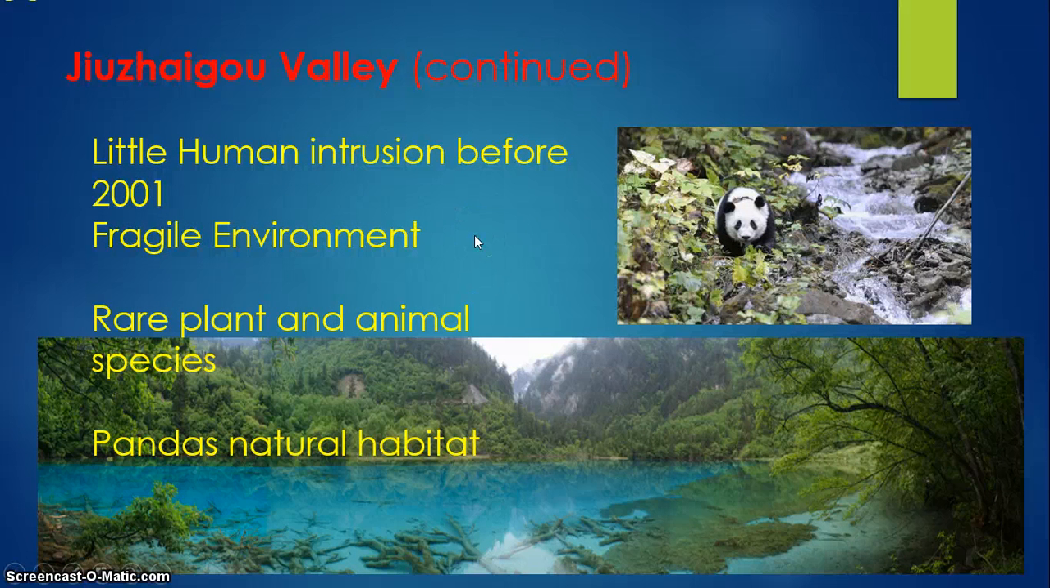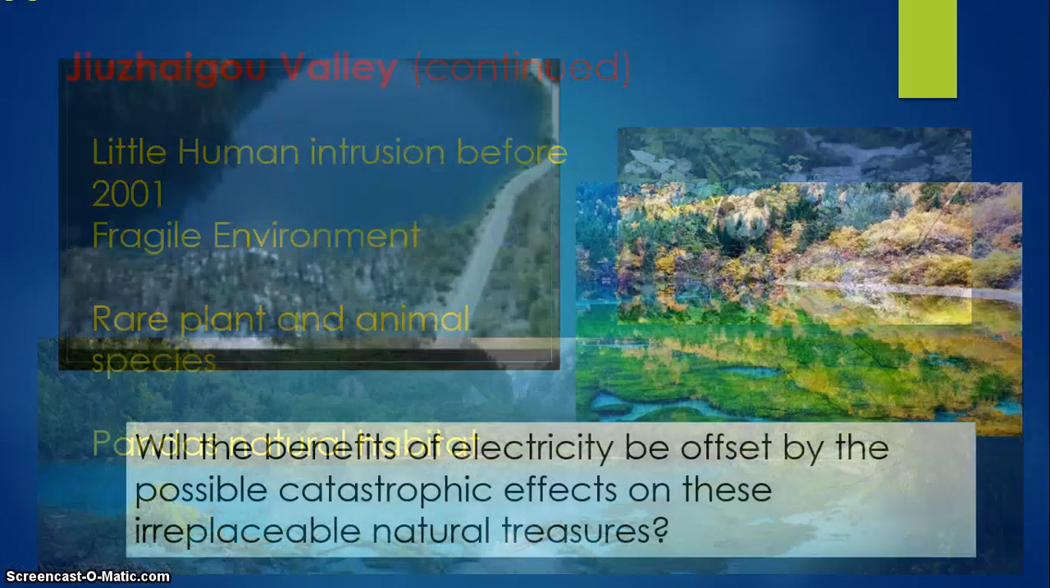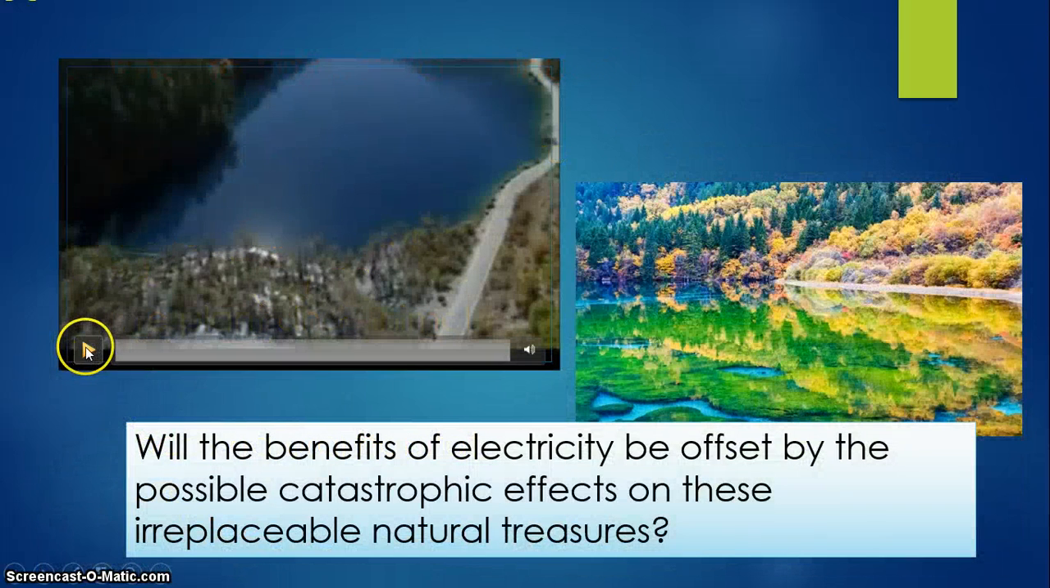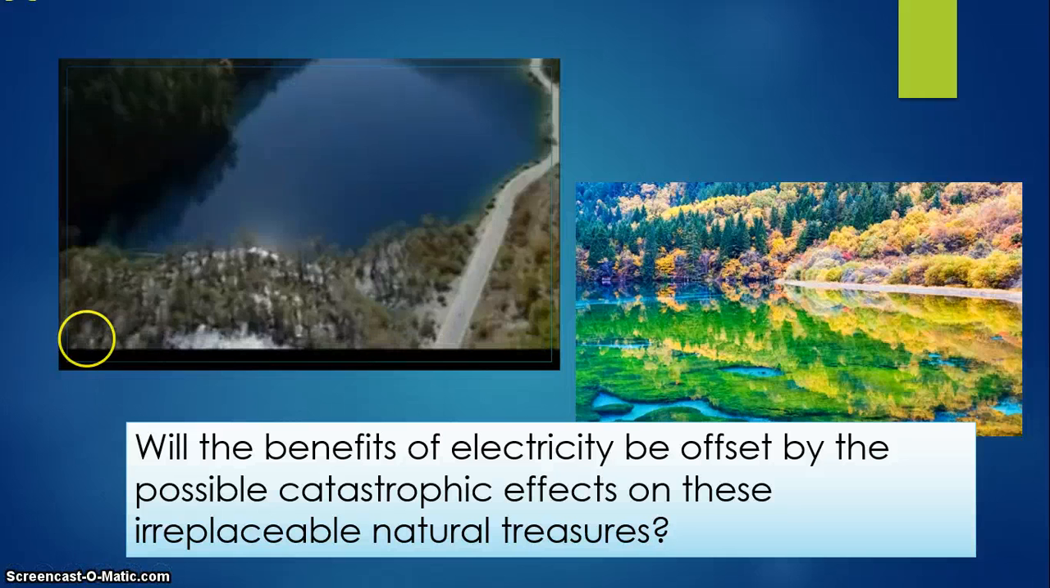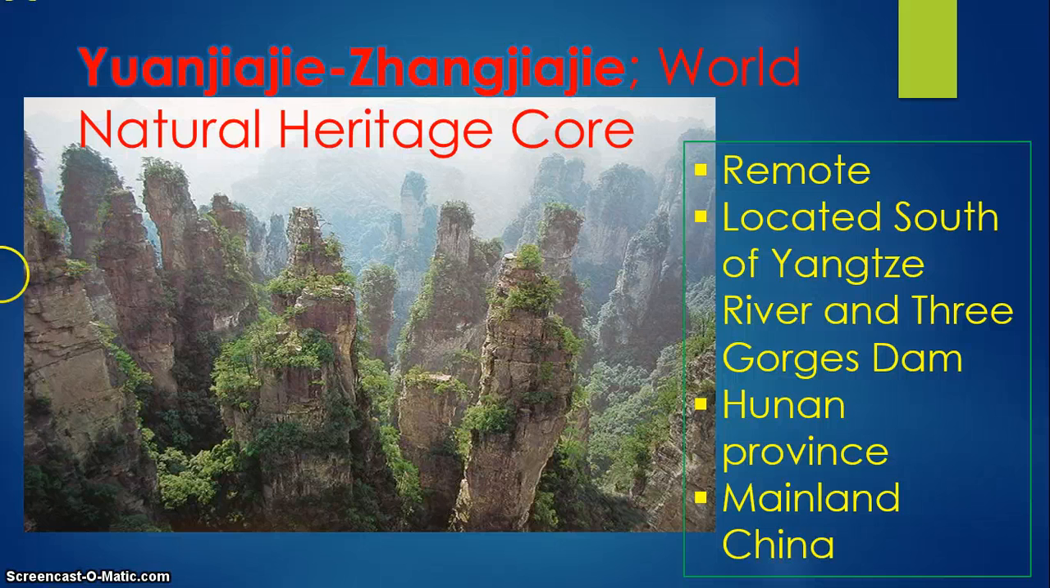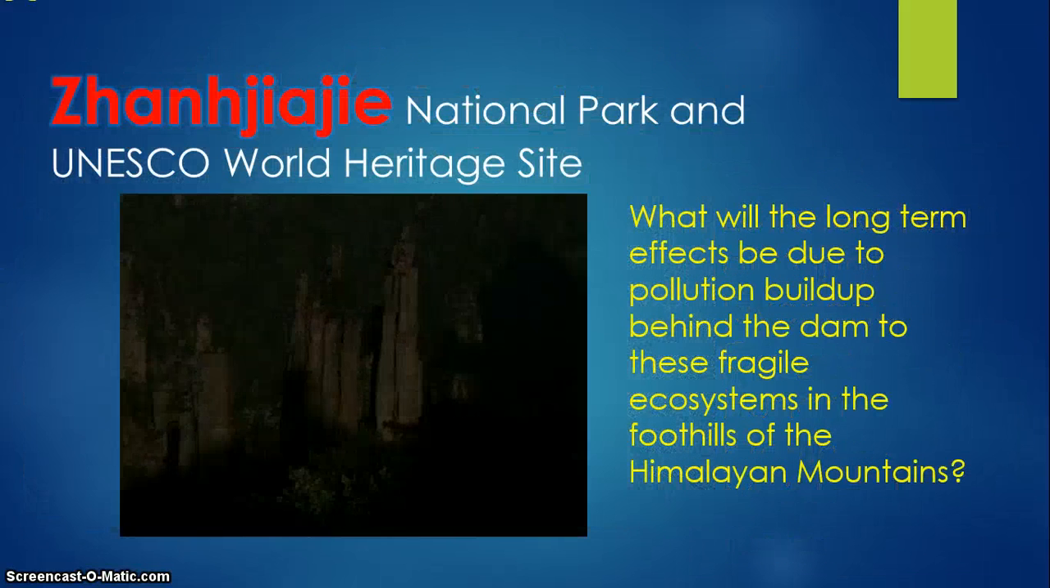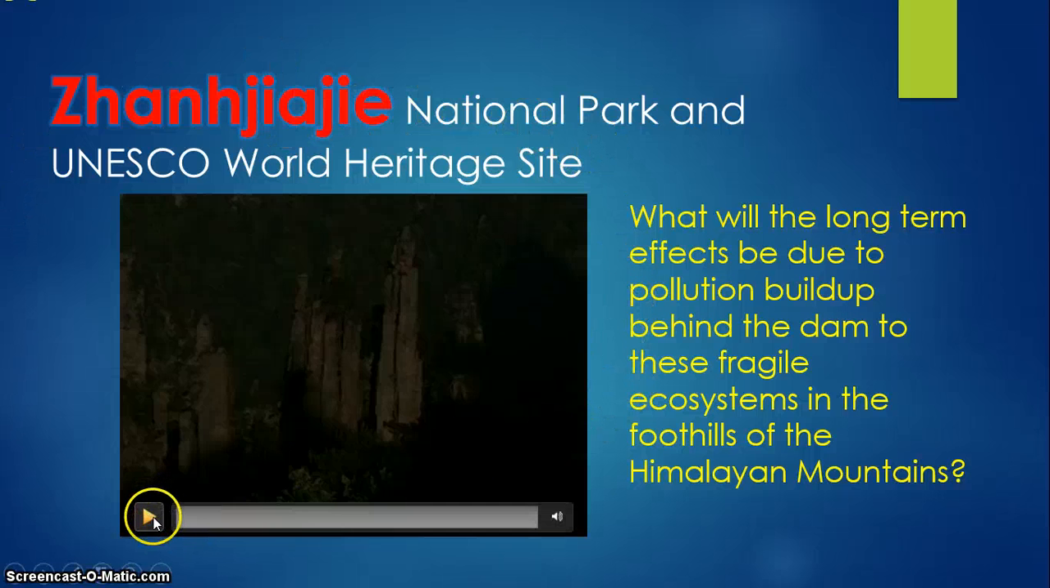In there, you can see a panda walking through the forest. There's been little human contact with these parts of the world. I've included another short video. Due to time constraints, you'll probably just have to go watch the video. I don't know if the benefits are going to offset the catastrophic effects on this part of the world. There's also Zhangjiajie National Forest. It's located to the south of the Yangtze River, and there's another.